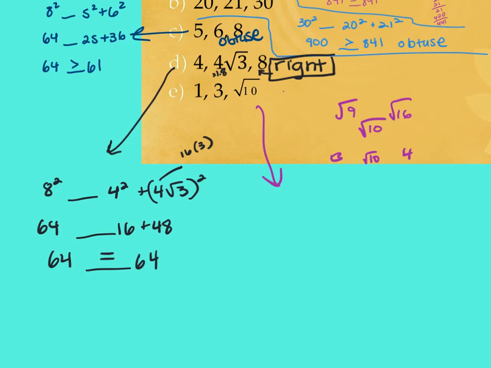It doesn't have to be perfect. It's a total approximation. This is not determining what kind of triangle it is. This is determining if it is a triangle.